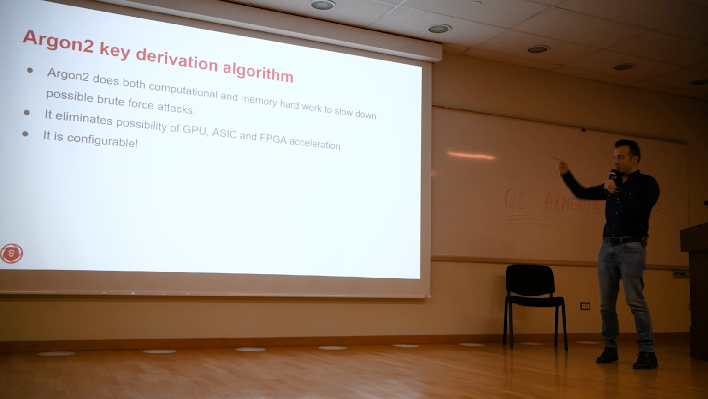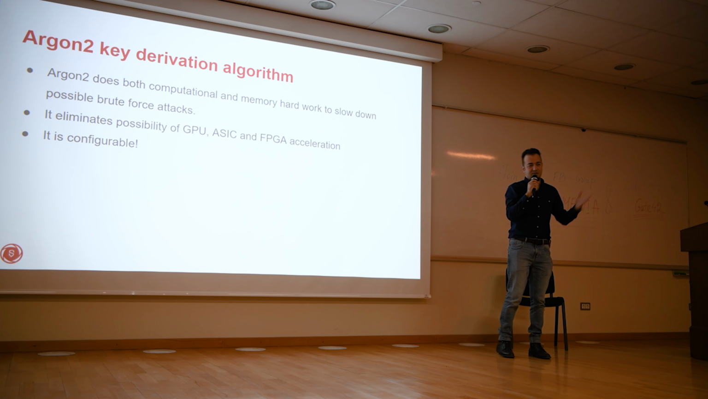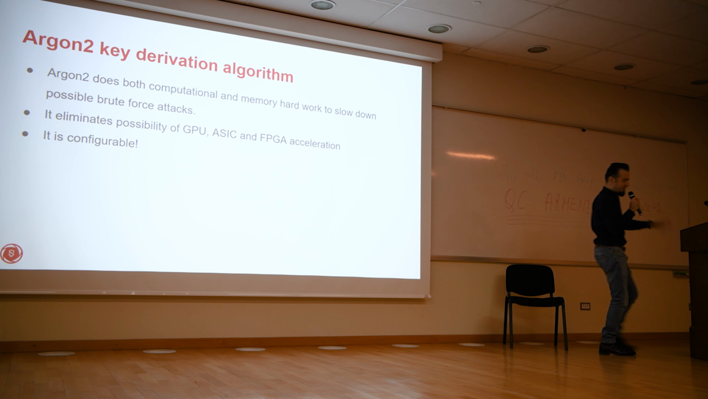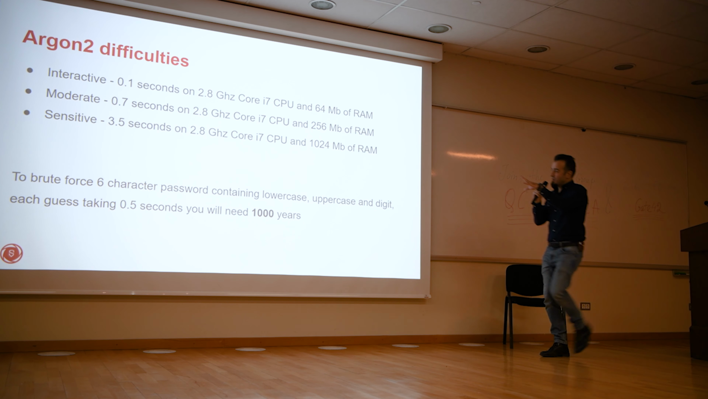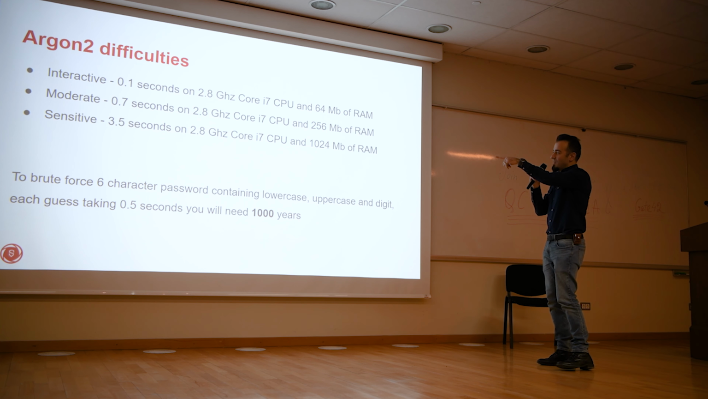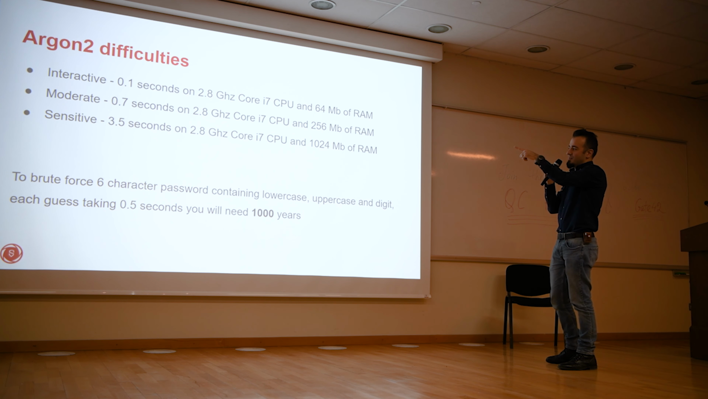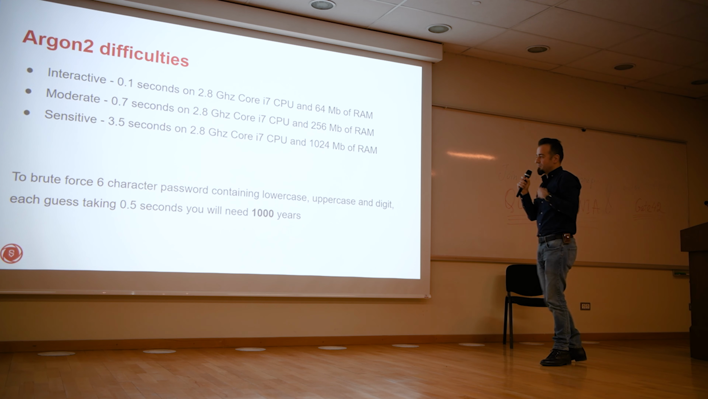And the best part of the Argon2 algorithm is it's configurable. So you can give it parameters and say, for example, I want this much work, this much memory, so you can use it differently in different situations. So there are three main difficulties of Argon2. Interactive will take 0.1 seconds on a 2.8 GHz i7 CPU, and it requires 64 megabytes of RAM. Moderate is 0.7 seconds and 256 megabytes of RAM. And sensitive really takes a long time, it's 3.5 seconds and 1 gig of RAM.